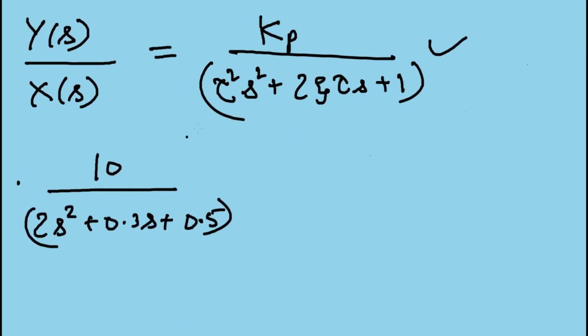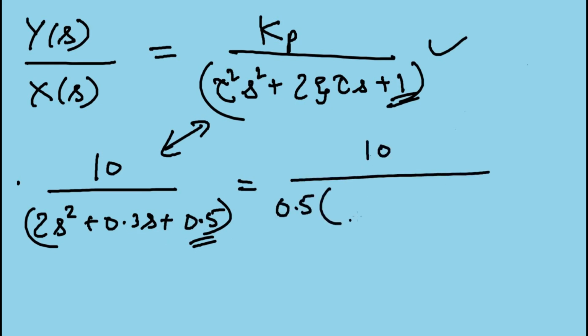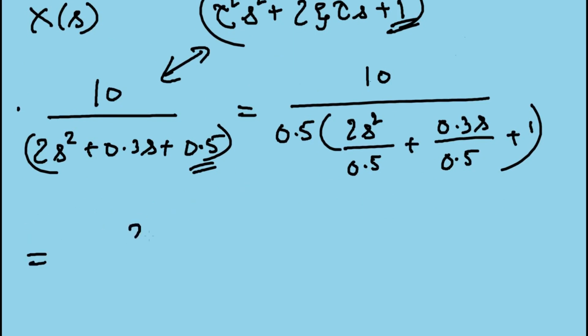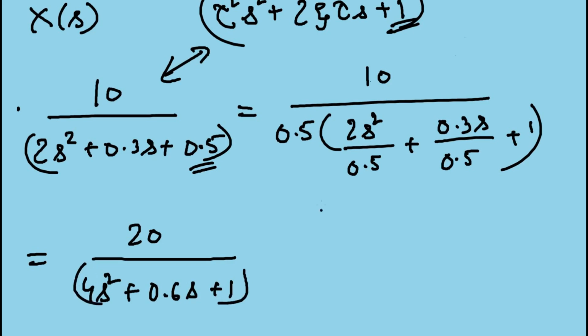Now we cannot compare these two. Why? Because here I have a 1 and here I have a 0.5. So instead of writing it this way, I will take 0.5 common. Then this becomes 10 divided by 0.5 times (2s squared divided by 0.5 plus 0.3s divided by 0.5 plus 1). Now if I further simplify this, it becomes 20 divided by 4s squared plus 0.6s plus 1. So this is the simplified form.